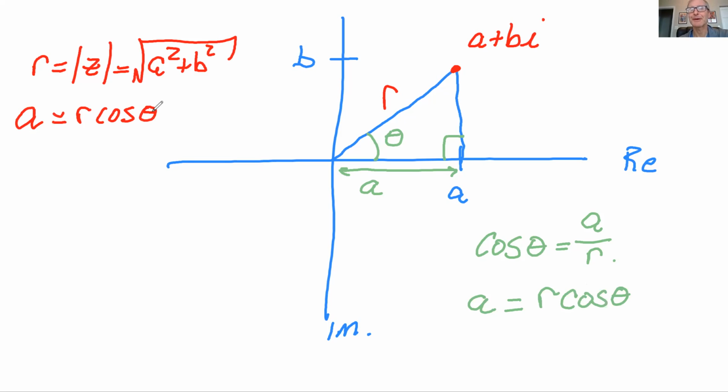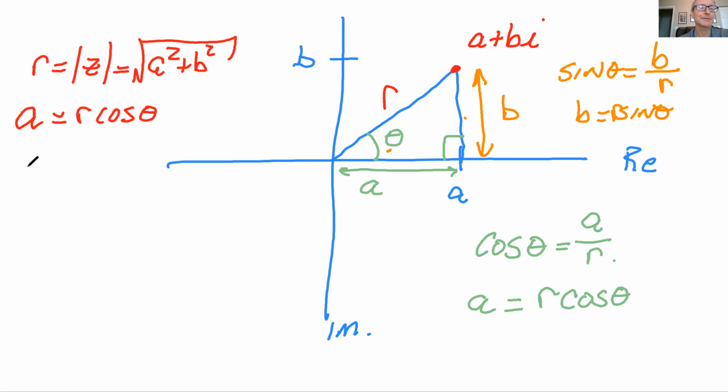And I bet you can guess what the b value is. Well, the b value, if you think about it, here's theta, this is opposite. So sine of theta is b over r. And so b, with a little bit of algebra, bring the r to the other side, would be r sine of theta. So here's our second equation, b equals r sine of theta.